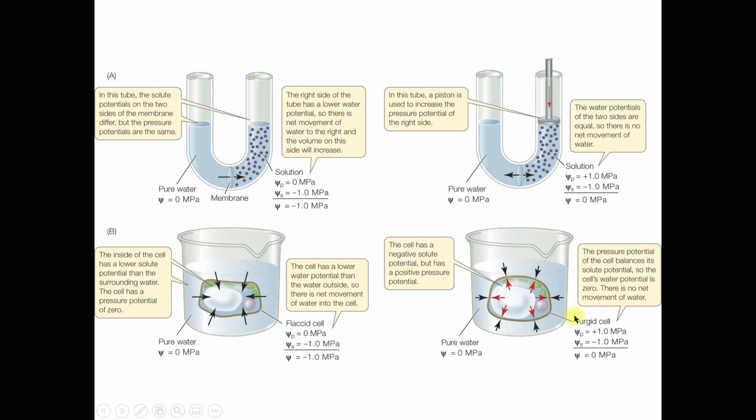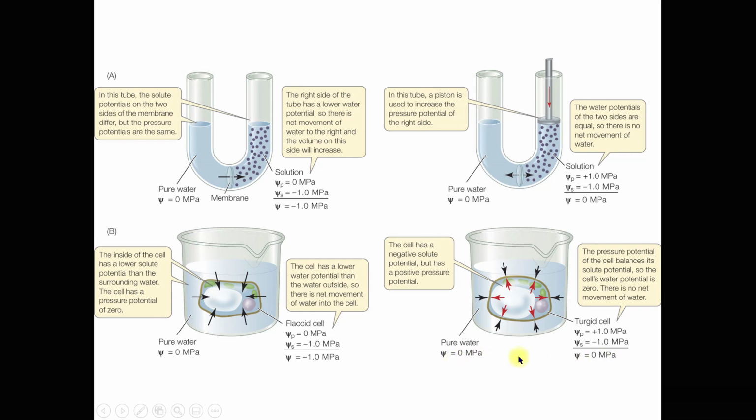Now, what happens when we have a turgid cell? We immerse this turgid plant cell into a pure water solution. So, pure water has 0 megapascal water potential. Now, a turgid cell, let's say, has a pressure potential of positive 1.0 megapascal. And then the solute potential inside this turgid cell is negative 1.0 megapascal. So we calculate the water potential of this turgid cell: positive 1 plus negative 1 will be 0 megapascal.